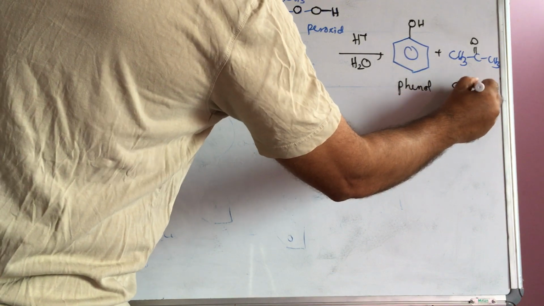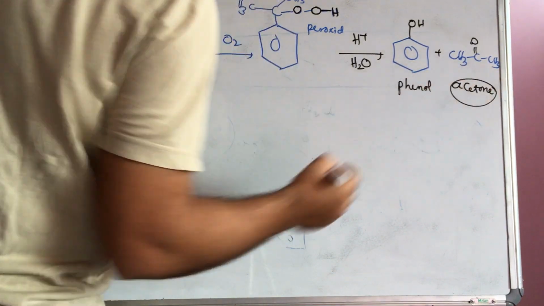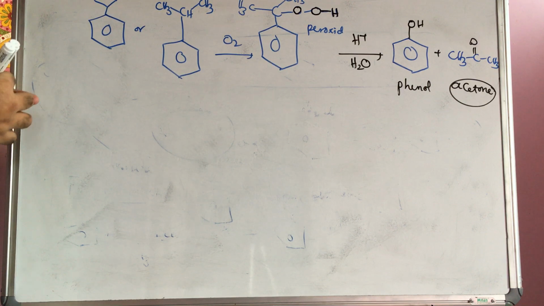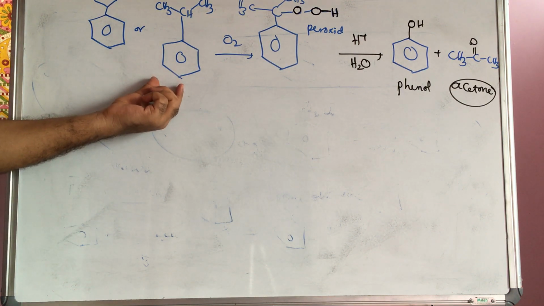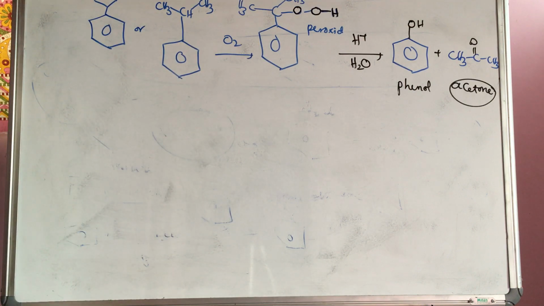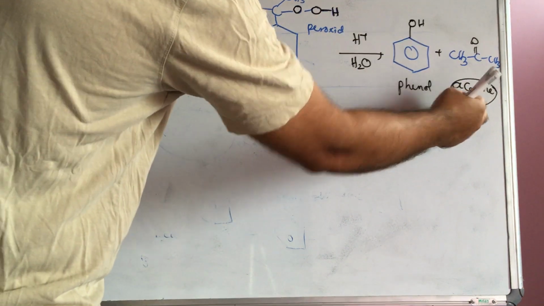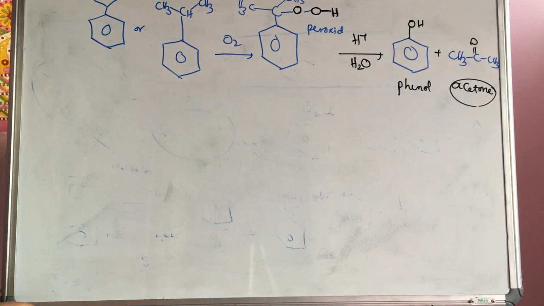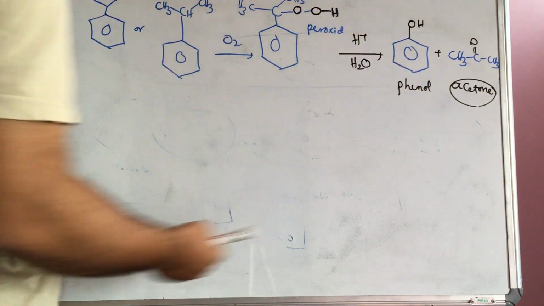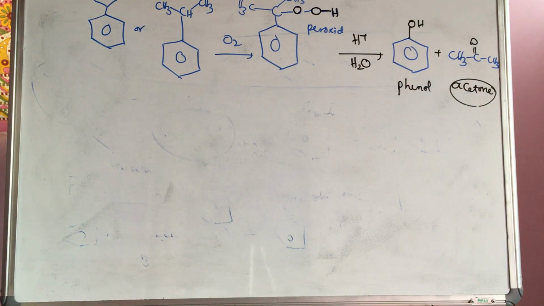This is called acetone. This is also formed in a large amount along with the phenol as a byproduct. Sometimes in competitive exams they may ask: isopropyl benzene reacts with oxygen, it gives A and B. What is B? B is acetone, A is phenol. Or sometimes this may be A, this may be B, depending upon their question. Keep in mind, the preparation of phenol from cumene is the most important question for board exams and competitive exams.